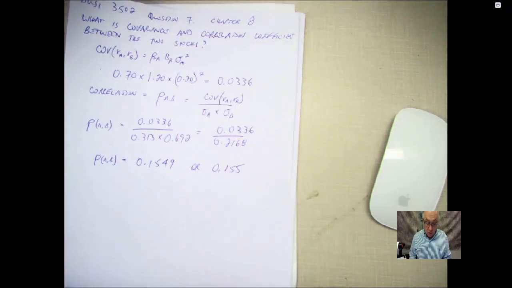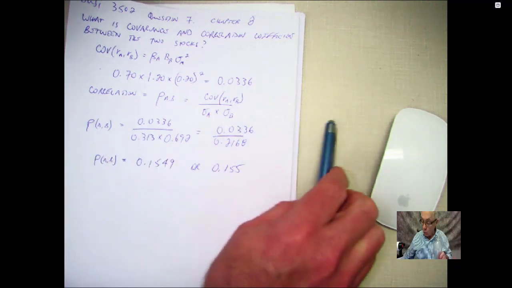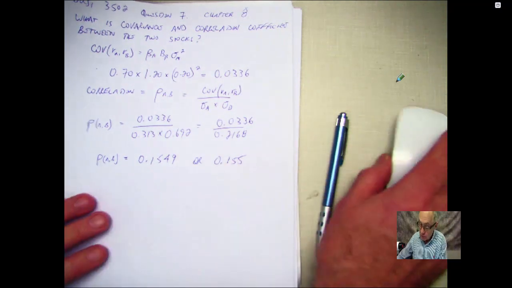So we've solved for variance for A and B. We've broken variance for A and B down to its systematic and firm-specific components. We've derived standard deviations for A and B, and from that we have covariance between A and B, and finally rho, or the correlation coefficient, for A and B for question 7, chapter 8. Let's save that and move to question 9.